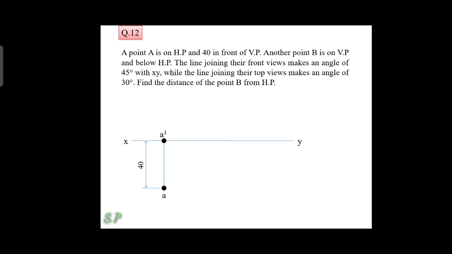And another point B is on VP and below HP. The point is on VP, so that means the top view point will be on the VP plane, and it is below HP. So the front view point will be below the XY reference line.